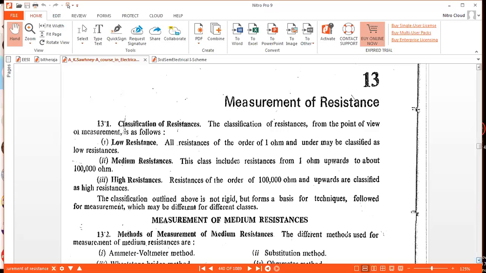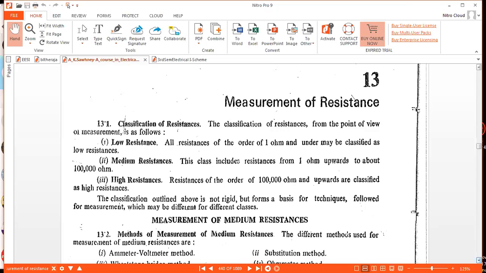Two resistances are generally very important: medium resistances and high resistances. From the electrical point of view we have to study how to measure medium resistances and how to measure high resistances, because high resistance measurement is very important. When we measure insulation resistance, we have to use appliances meant for measurement of high resistance.